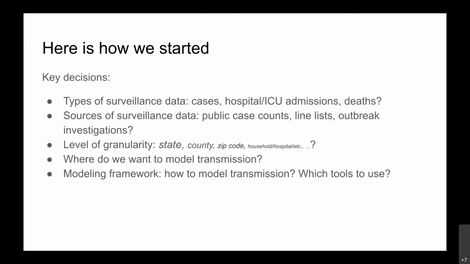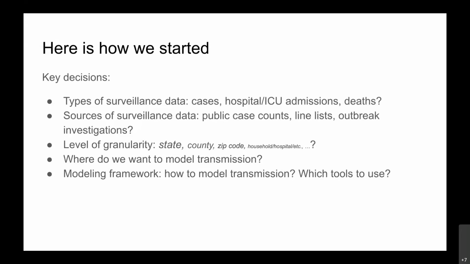So public case counts, line lists, outbreak investigations, and there are also different levels of granularity at which the data can be specified. So at the state level, county level, zip code, or for line lists and hospital investigations, often that's available at, say, the household or hospital level.